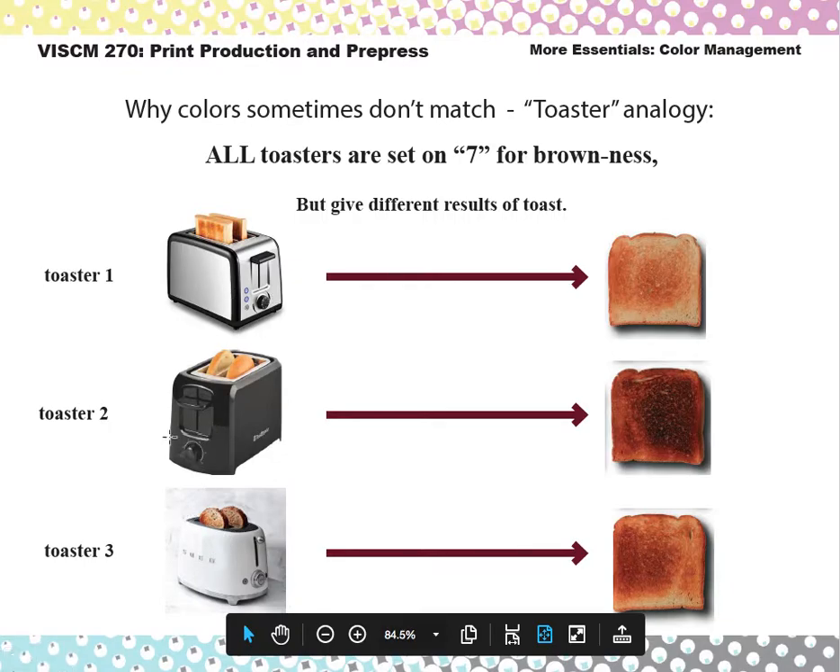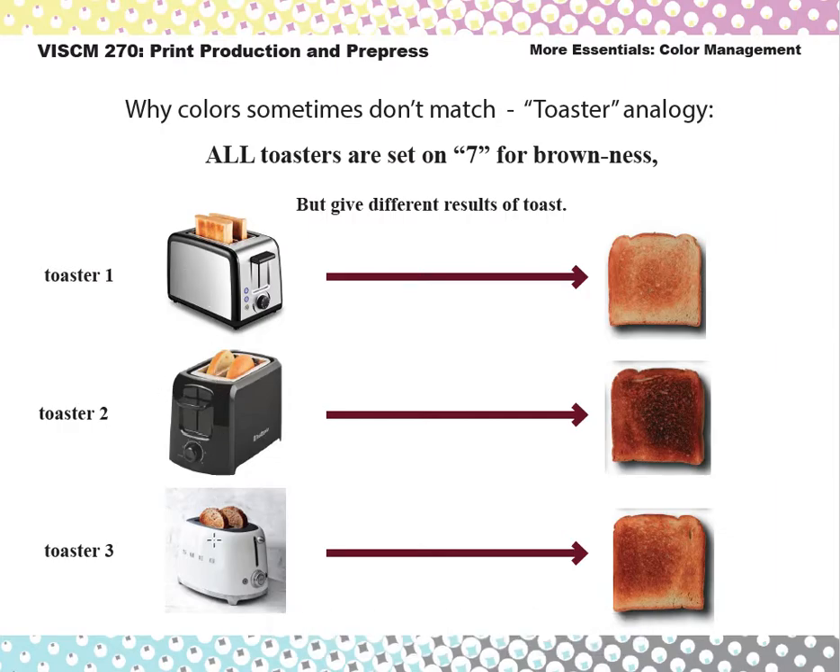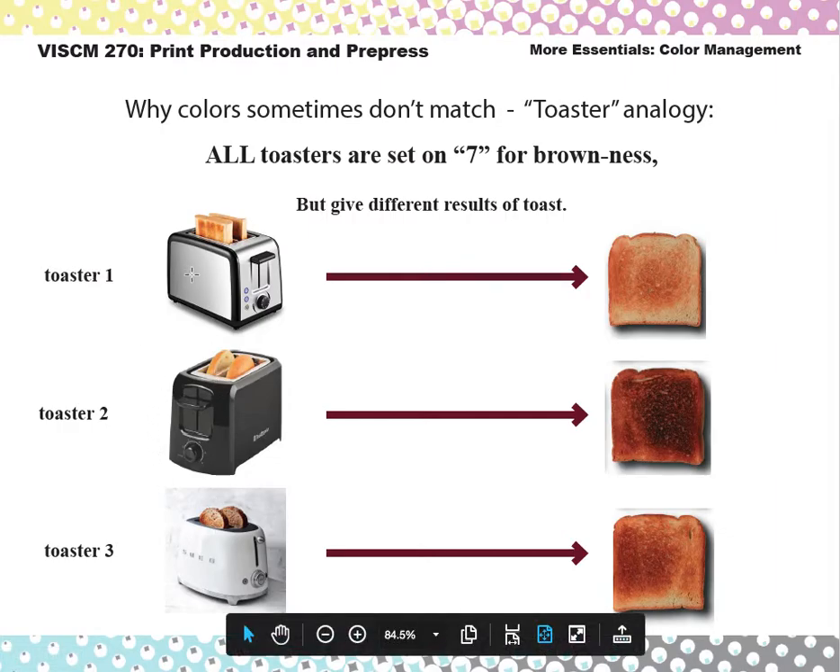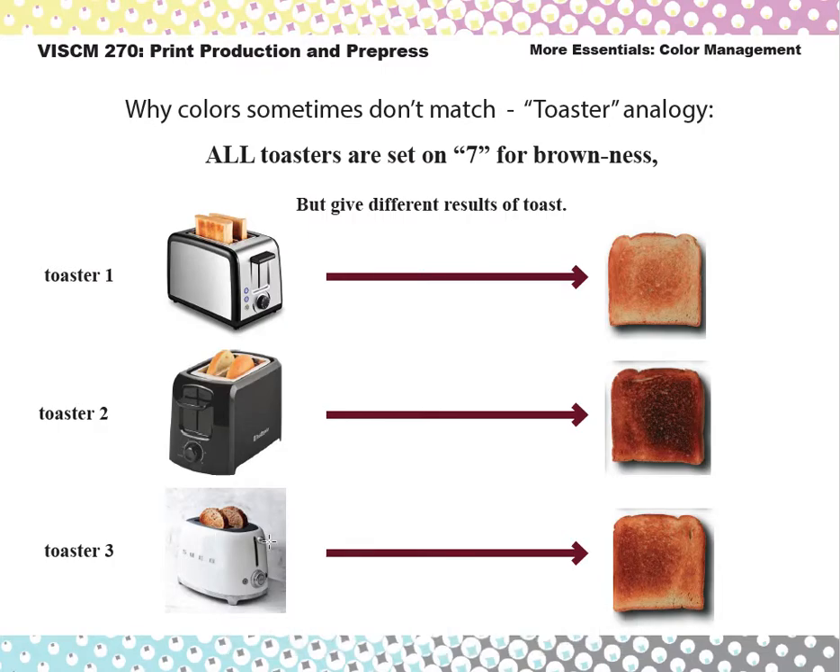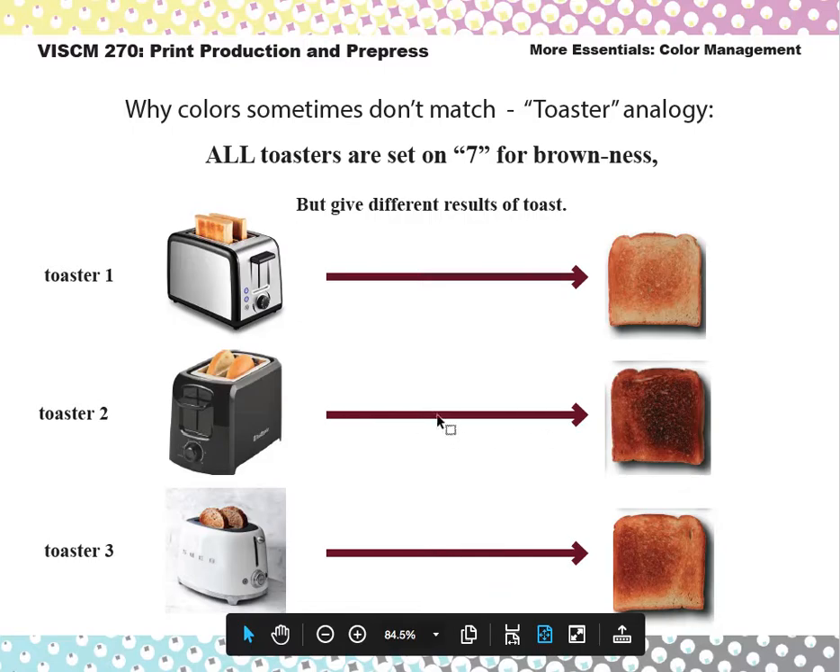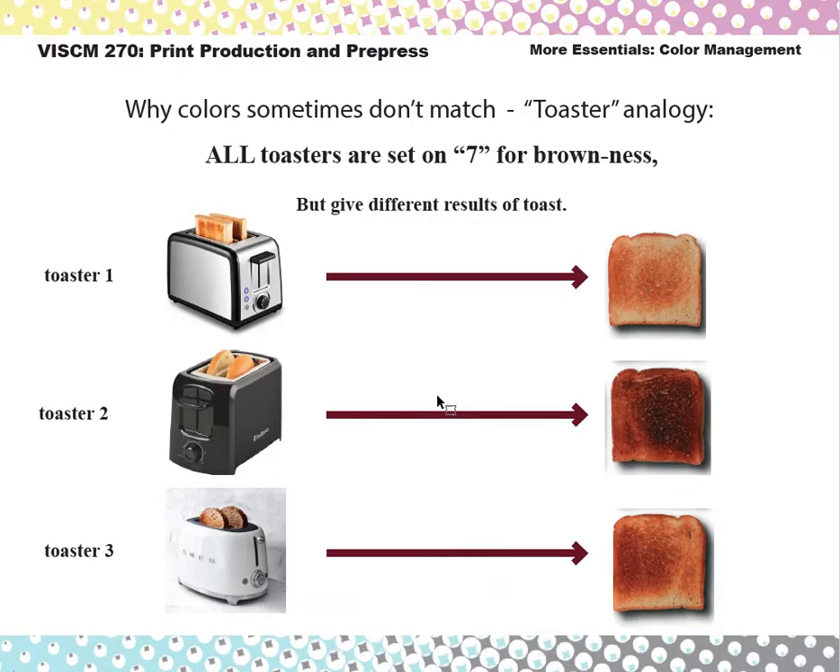So what happens is that if you imagine the toasters as your input device, say toaster 1 is a camera, and toaster 2 is a scanner, and toaster 3 is an Illustrator file that you just created from scratch, they're going to produce colors differently because the input of where those colors are coming from are slightly different.